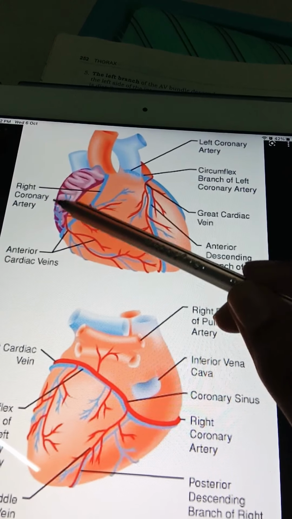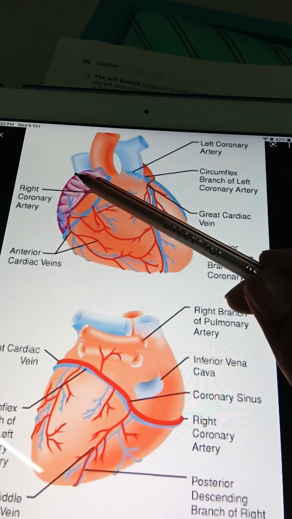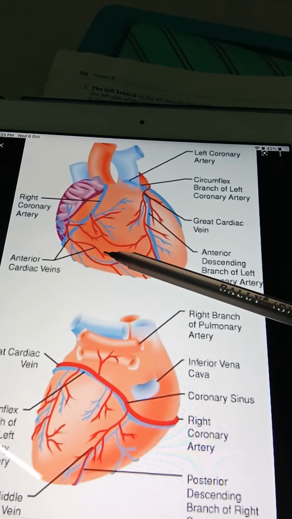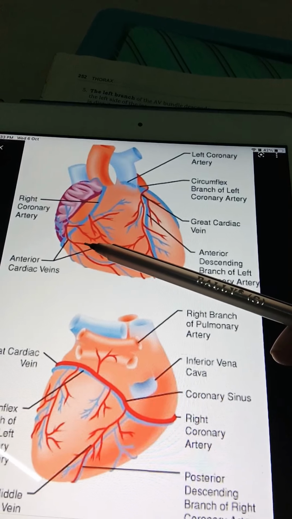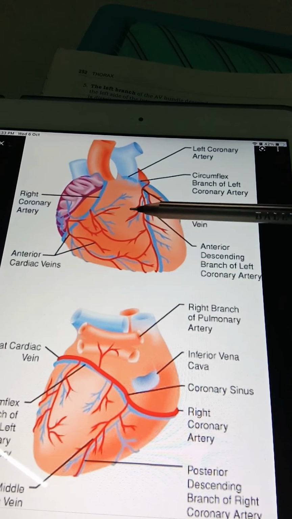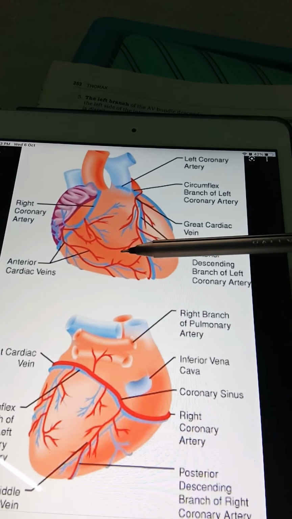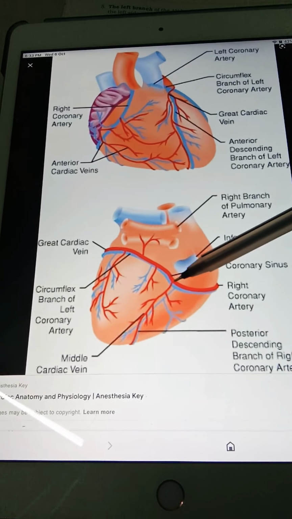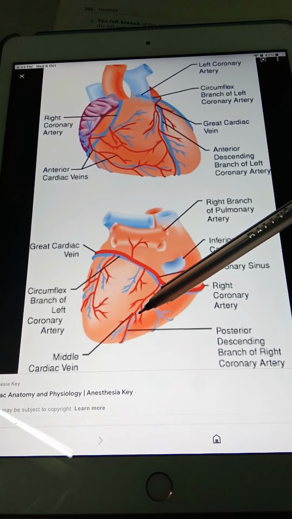If you see here, this is the right atrium, so it will supply the right atrium. It will also supply the ventricles, mainly the great part of the ventricle except the anterior interventricular groove. The anterior interventricular groove it will not supply, but it will supply the posterior interventricular groove, and also a small part of the left ventricle adjoining the posterior interventricular groove. You can see this is the posterior interventricular groove.